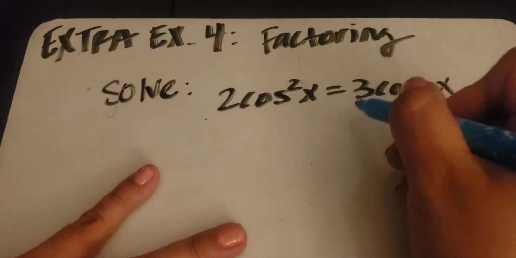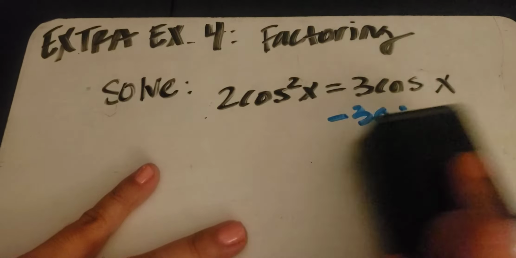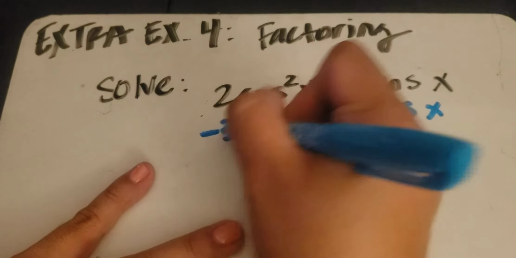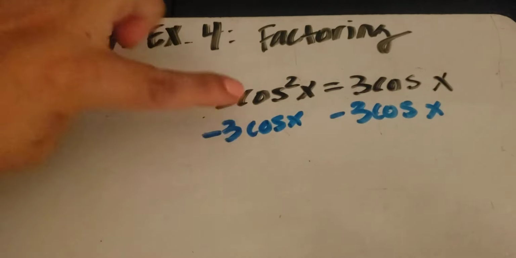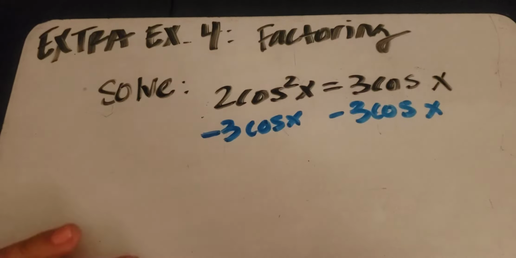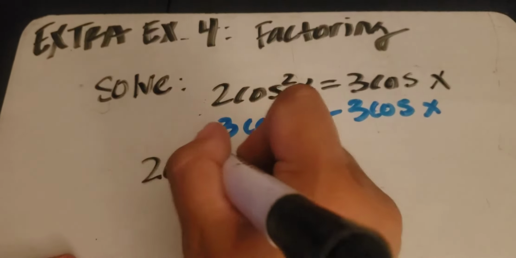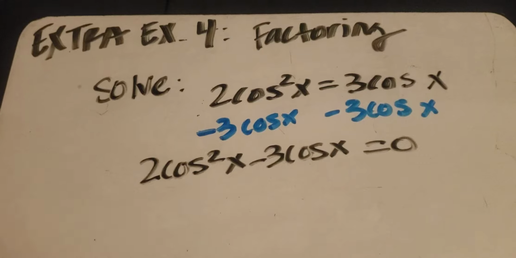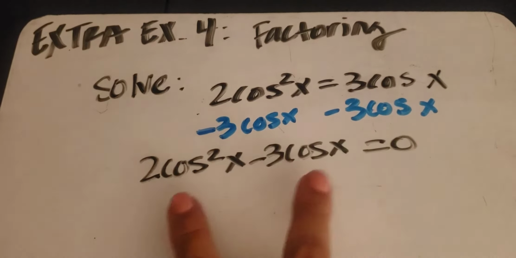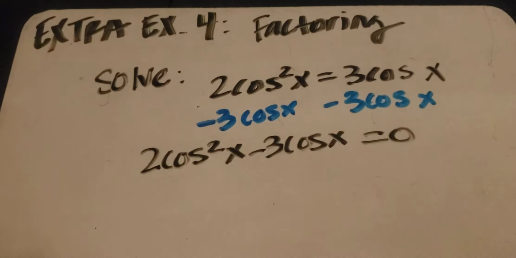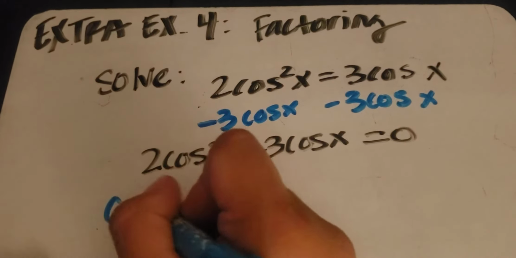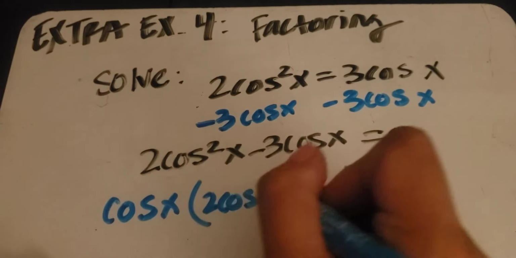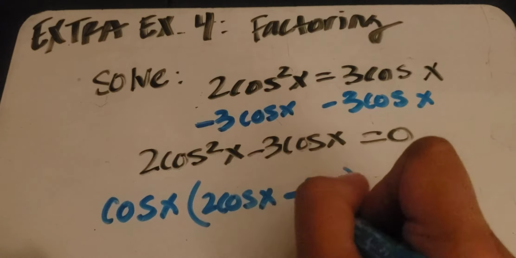So I'm going to be doing that by subtracting 3 cosine of x to both sides. So I'm going to do it to the left side and the right side. These are not like terms, so I really can't combine them. So what I'll do is I'll rewrite it as 2 cosine squared of x minus 3 cosine of x equals 0. Okay? And then I can't combine them, but what I can do is factor out a cosine. So if I factor out a cosine of x, then I'm left with 2 cosine of x minus 3 equals 0.